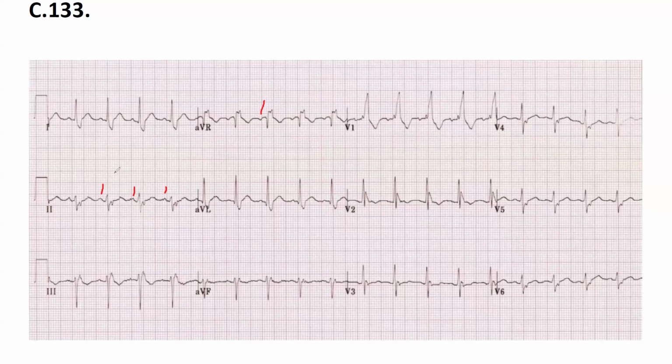Lead one is positive. AVF is negative. So just left deviation. AVF is negative, right? AVR negative, but lead number two is negative as well, so extreme left deviation. So you have to look at exactly. What does it mean when we have an extreme left deviation? Anterior hemiblock. Yeah, left anterior hemiblock. Good.